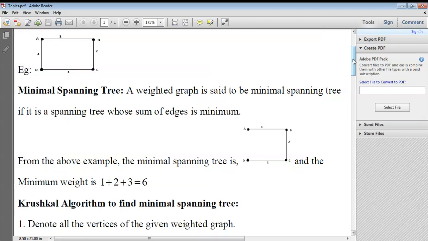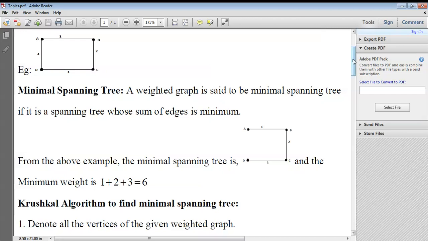A tree is a graph which does not contain cycles, and each pair of vertices is connected. A tree is a connected graph which does not contain a cycle. Cycle means closed loops, and the meaning of connected is that every pair of vertices must be connected by a path.